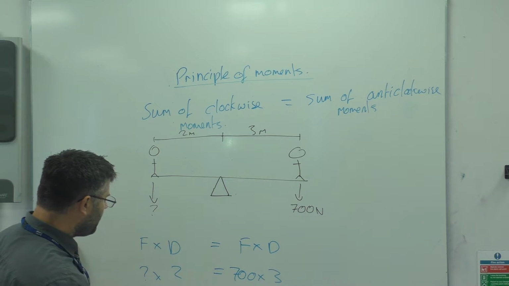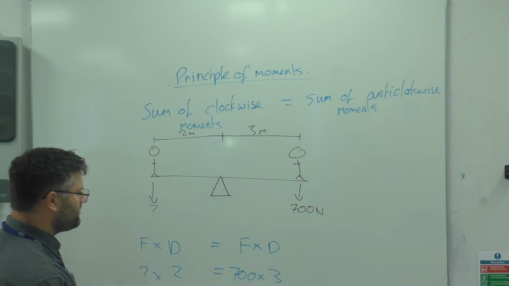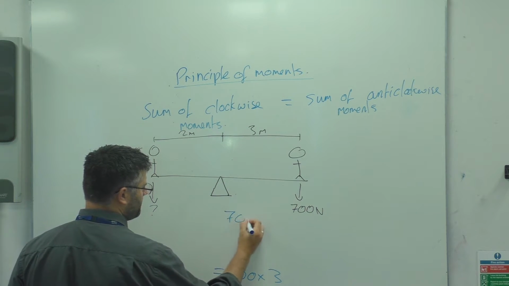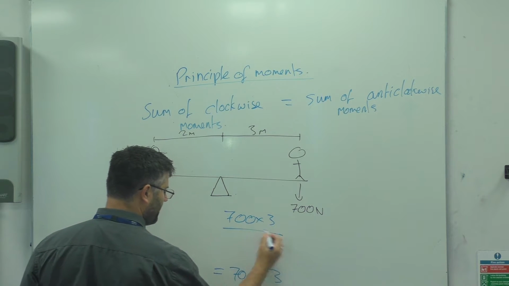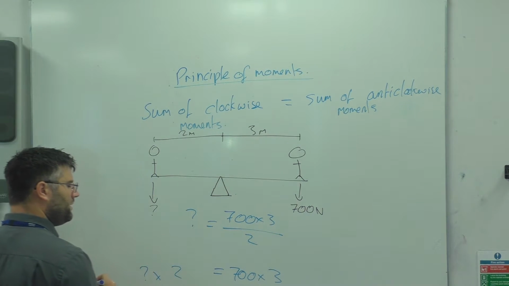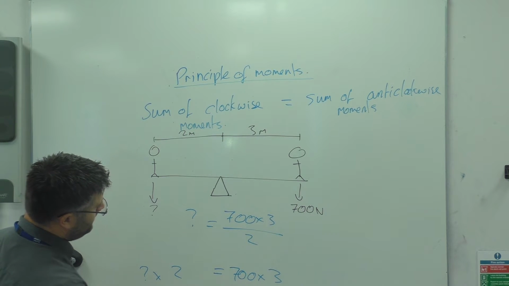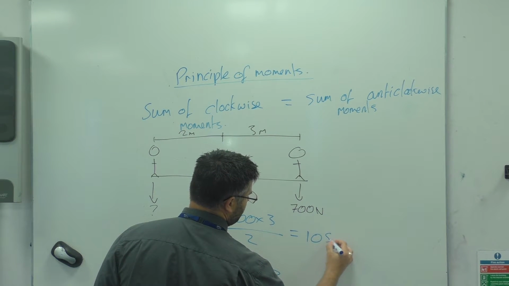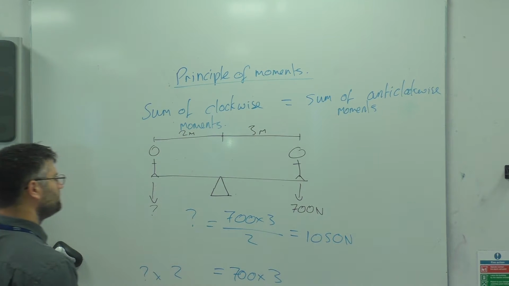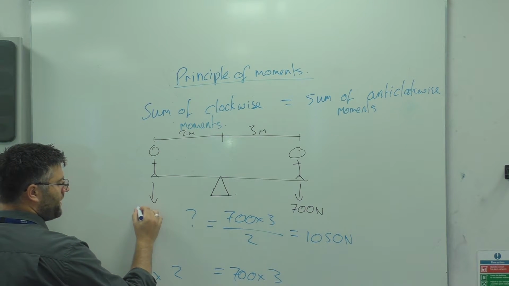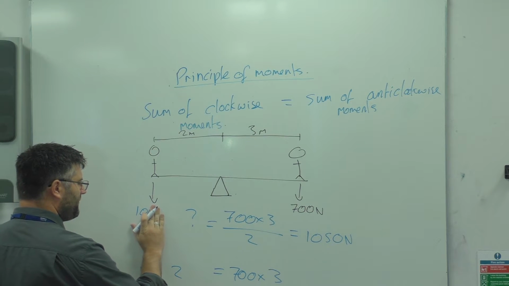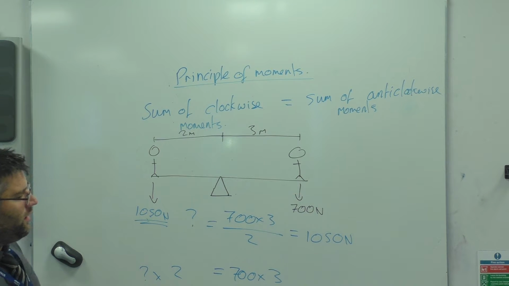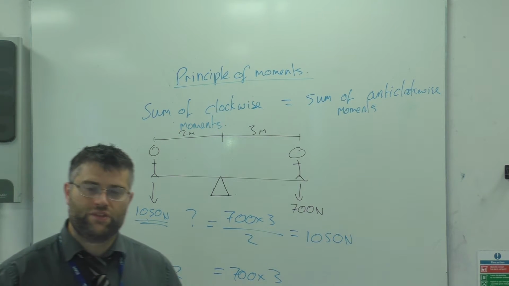And so what we're looking at here is doing a simple rearrangement to get us to the final answer. We're going to be looking at doing 700 times by 3 divided by 2, and that will give us our unknown force there, which is 2,100 over 2, 1,050. So that means that the force or the weight of this person is 1,050 newtons. And that pretty much is the most simple form of this.